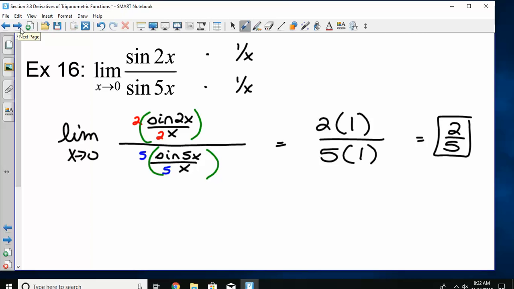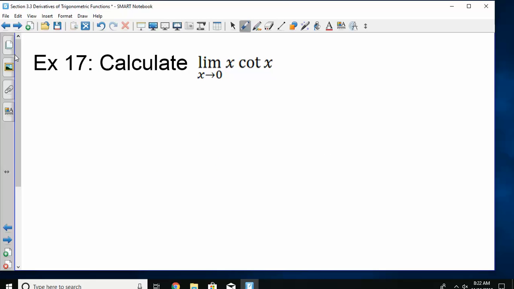Any questions on that one? Probably one of the most challenging ones we've done so far. Just remember, whatever you do on the top, you have to do on the bottom. One last one. What are your thoughts? Where would you start?